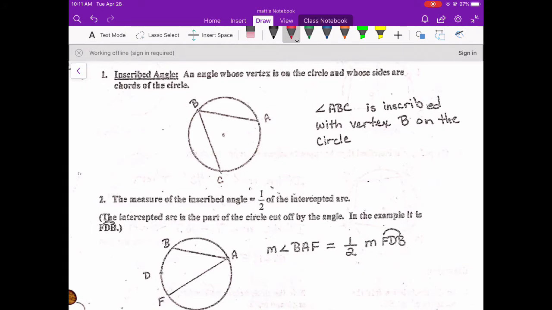Remember, a central angle is an angle located at the center. So it's an angle that looks more like this, where the vertex is at the center, and that angle right there was equal to this arc right here. But that's not what we're dealing with in an inscribed angle. What we're working with here is the vertex is actually on the circle.